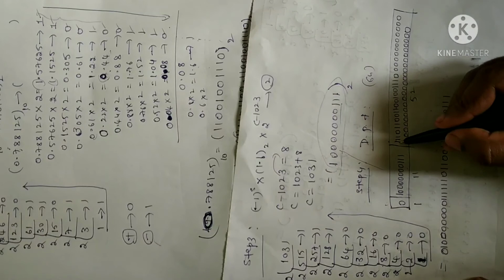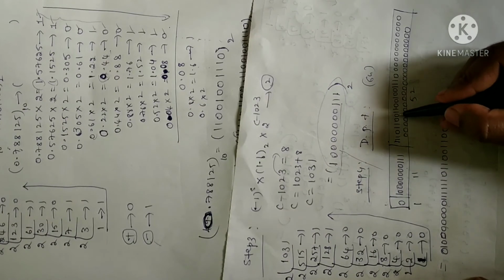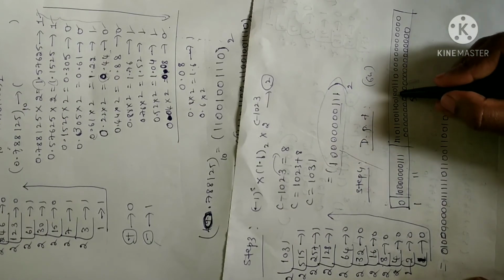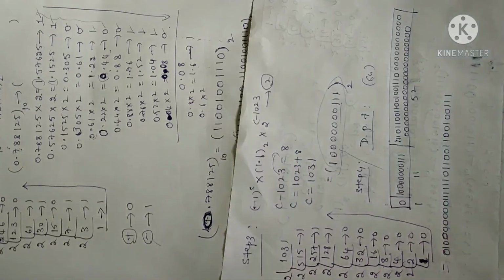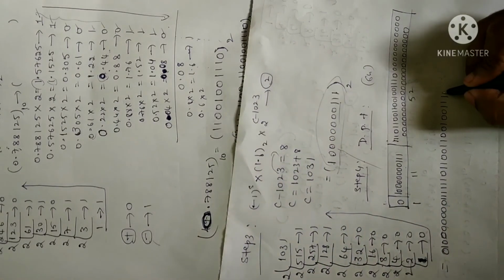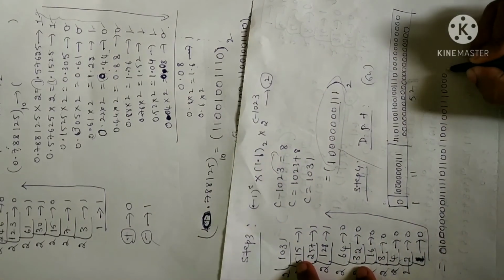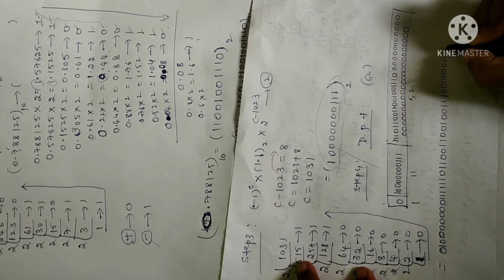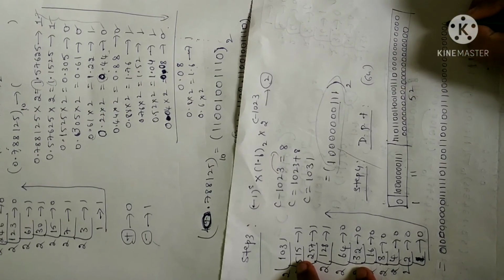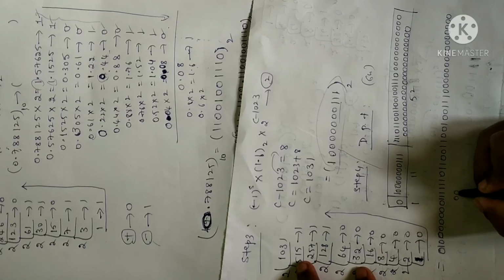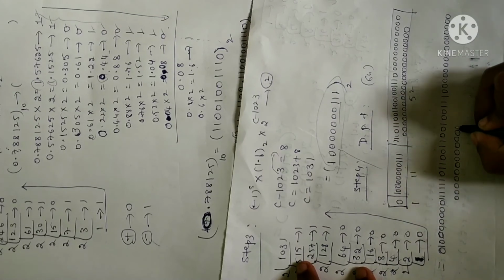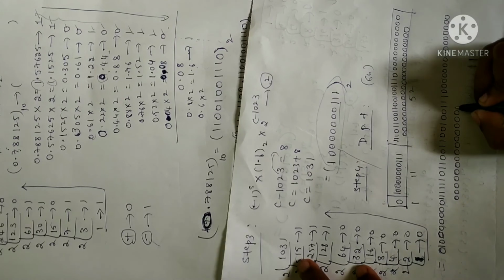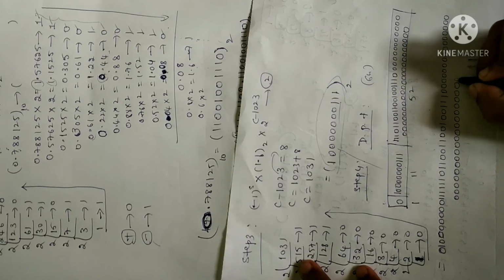So how many digits do we have? 18. So totally among 52 you have only 18 digits. So the remaining 34 zeros you have to put. 1, 2, 3, up to 34 zeros.